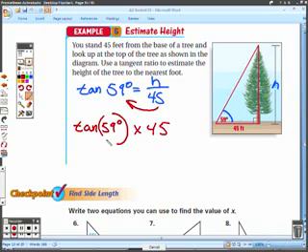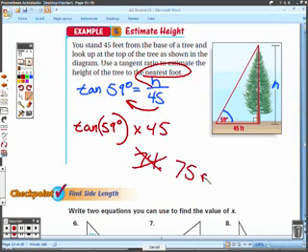See, we didn't have to climb the tree now. We got no pine sap on our clothes. 74 point what? Wait a minute, this is near his foot. I don't want 74.9. 75. Isn't that right?